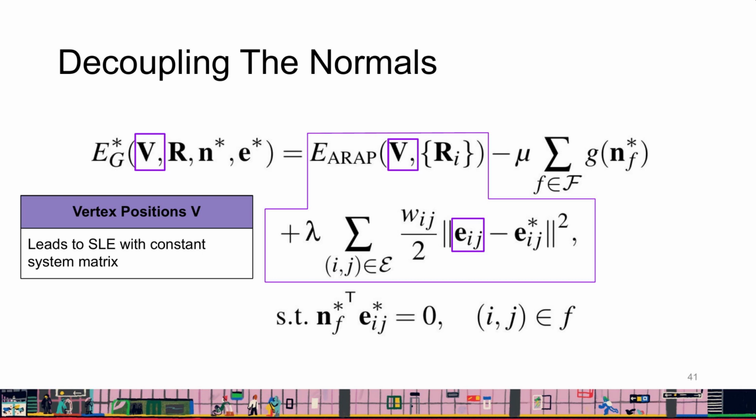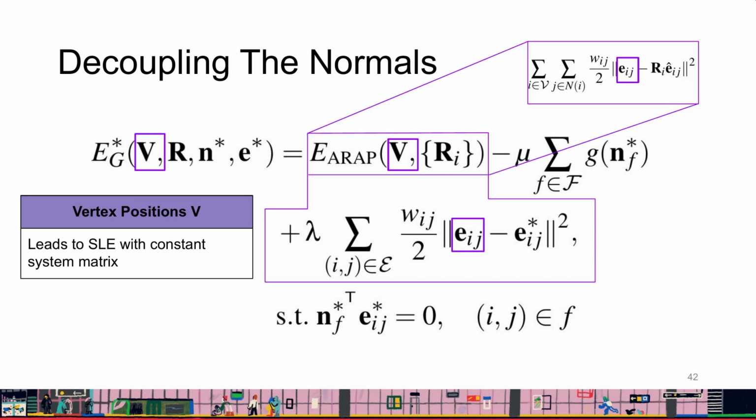The vertex positions also define the edges eij. Reminding us of the as-rigid-as-possible energy, we can see that the coupling term has the same structure of a squared norm between the edge and another vector. By differentiating with respect to the vertex positions and setting to 0, we again arrive at a system of linear equations with a system matrix that does not depend on one of the three sets of variables. This means our new global step again has a constant system matrix, although the right-hand side is different from the usual global ARAP step.